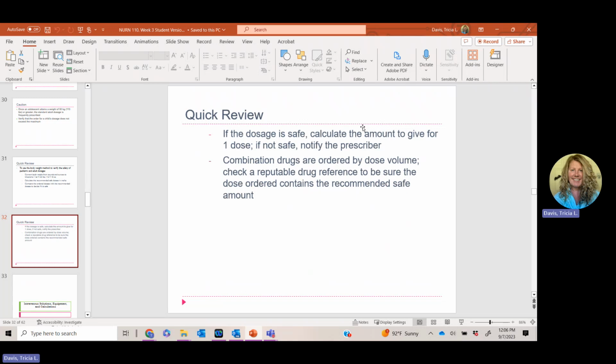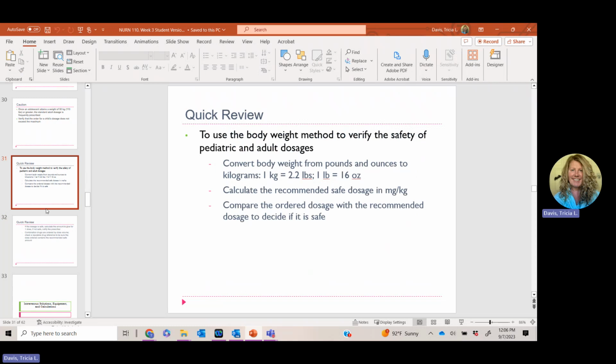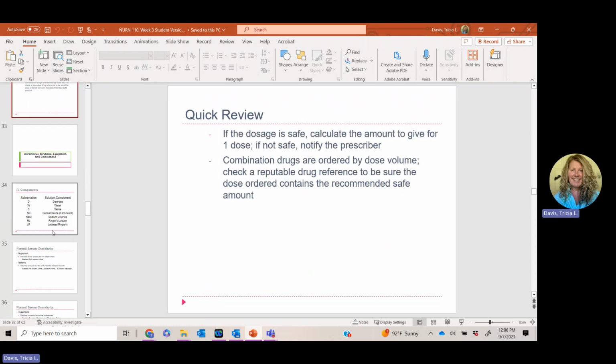Combination drugs are ordered by dose volume. So we check a reputable drug reference to be sure that the dose ordered contains the recommended safe amount. So we're going to be going to our drug book or whatever we have on hand at the hospital.